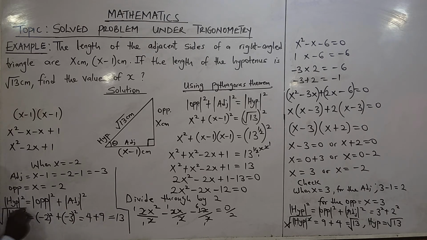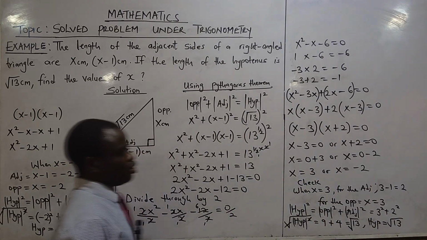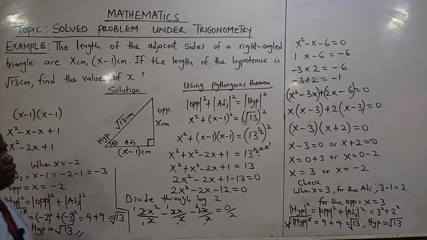Now find the square root of both sides. The square root cancels the squares. You're having the square root of this. Hypotenuse now equals the square root of 13. That means that the two values are correct. x equals 3 or x equals minus 2.